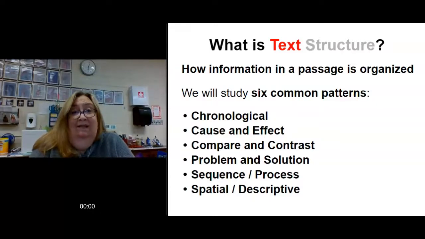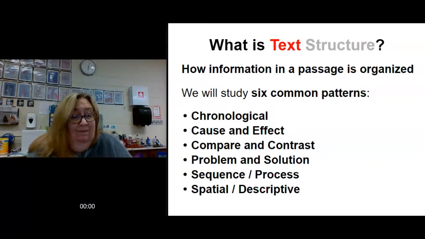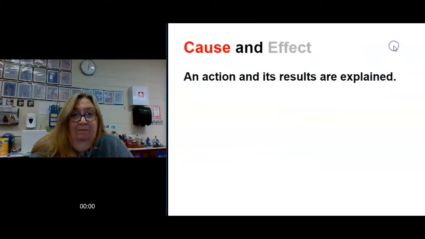So we have been studying different text structures. I want to do the world's fastest review of those because today we're going to do an activity that reviews all of them to get us ready for our test, which is coming tomorrow. So listen carefully. This last week and a half or so, we have been talking about text structure, and we've looked at 6 different common structures that you'll see. Let's talk about what those are.